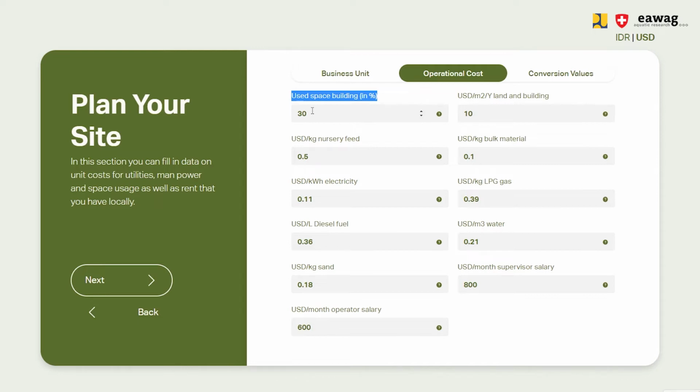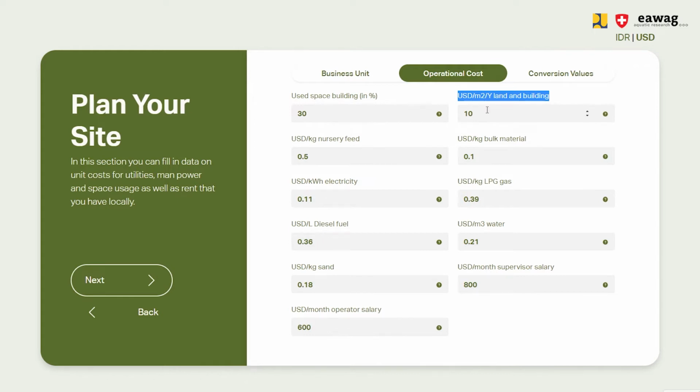We understand that this is quite a difficult value for you to estimate before you start your site. And that's why, again, we have put the value 30 here, which is the value that we found at our pilot site. The next value might be easier for you to estimate. It's the amount of US dollar per square meter per year for the cost of rent or building for land and the construction. Right now, what is filled in here is $10 per square meter per year.